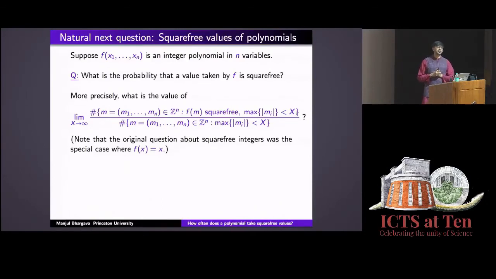So note that the original question about square-free whole numbers was the special case where f of x is equal to x. Right? If you look at the polynomial f of x equals x, and you plug in numbers 1 through n, you get exactly back the numbers 1 through n.